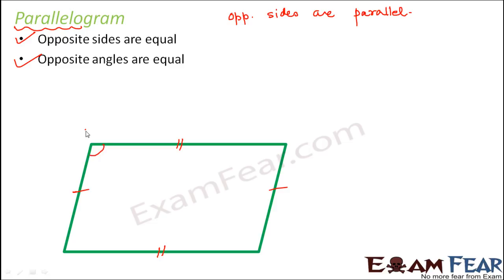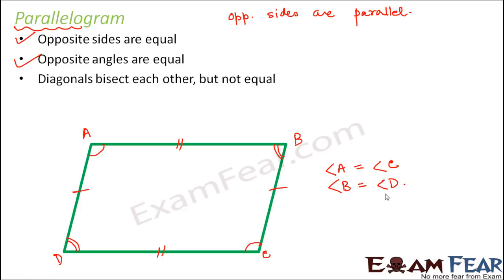So let's name the parallelogram. Let's say ABCD is a parallelogram. Which would be the opposite angle of A? Angle C would be opposite of A. That means angle A is equal to angle C. Similarly, angle B is equal to angle D. So that is what we mean when we say opposite angles are equal.